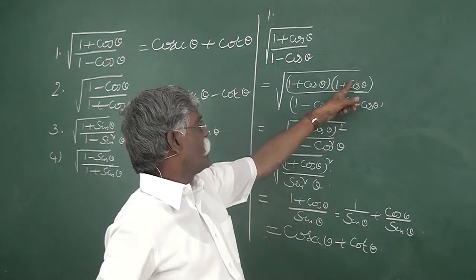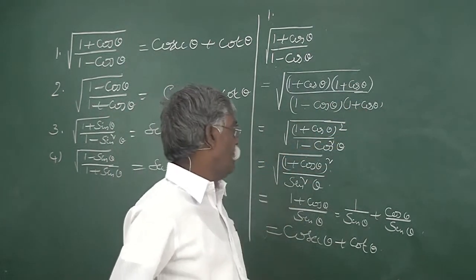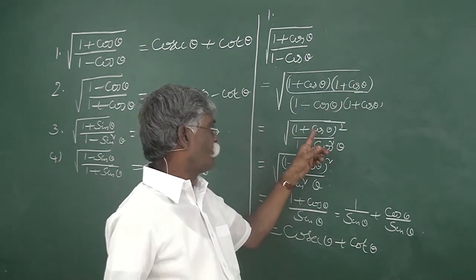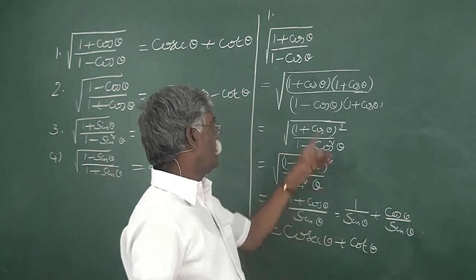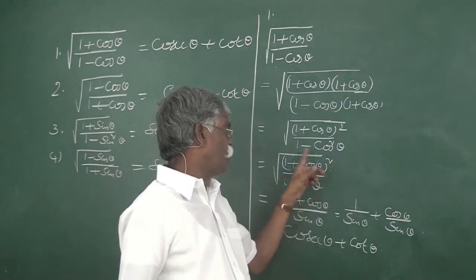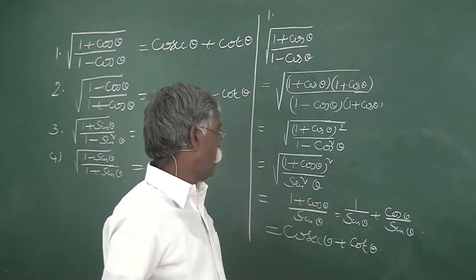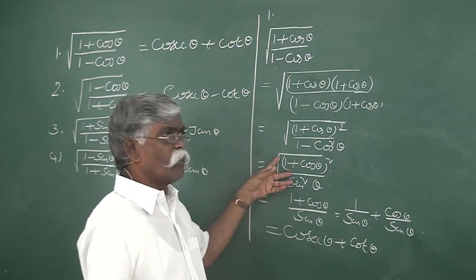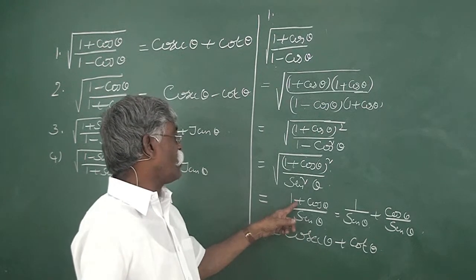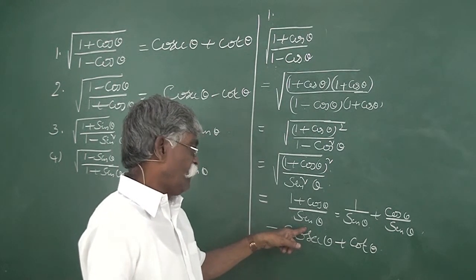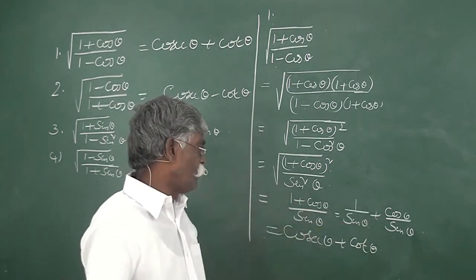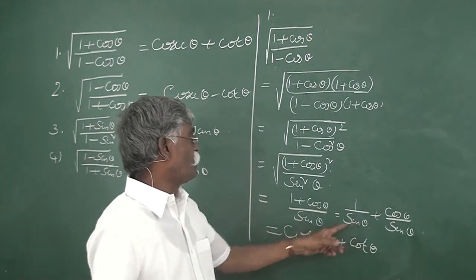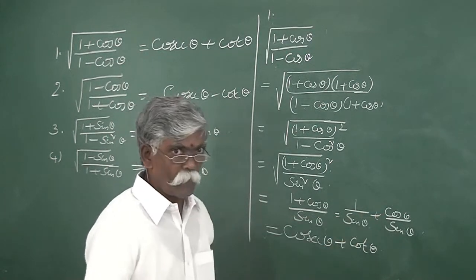So this is (1 plus cos) by (1 plus cos). In the numerator, 1 plus cos theta into 1 plus cos theta becomes 1 plus cos theta whole square. In the denominator, a minus b into a plus b is a square minus b square. Now 1 minus cos square theta is sin square theta. So if we take out the root, it is 1 plus cos theta by sin theta, and we have split it into two terms, 1 by sin plus cos by sin. This is 1 by sin is cosecant and this one is cot.